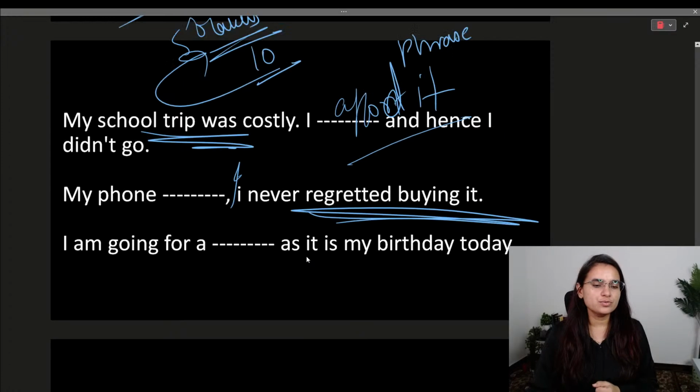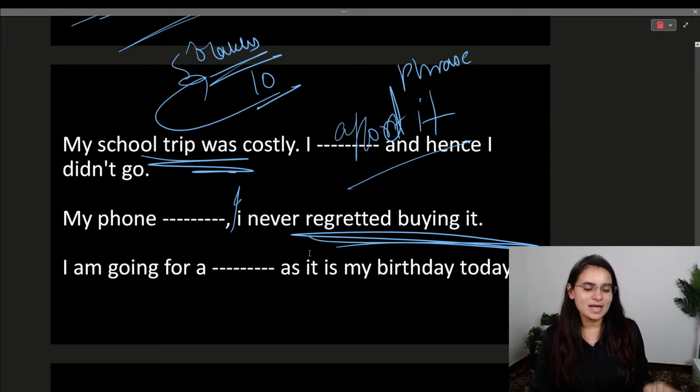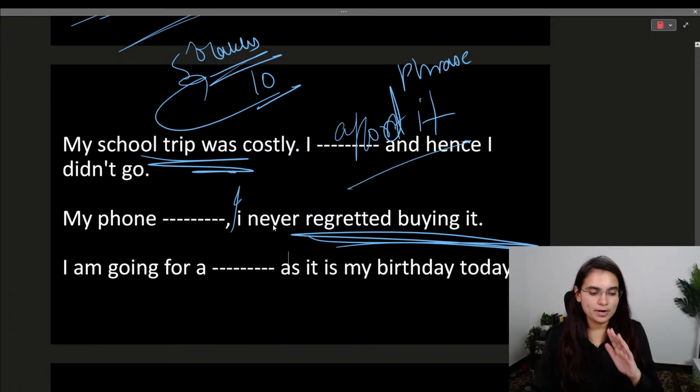Or you can also use, my phone was a steal. I never regretted buying it. My phone was a good buy. I never regretted buying it. My phone was a good value for money. I never regretted buying it. Any of these idioms and phrases will work.